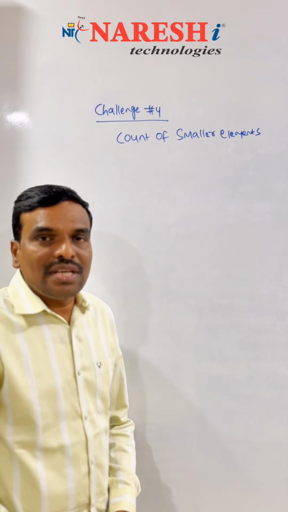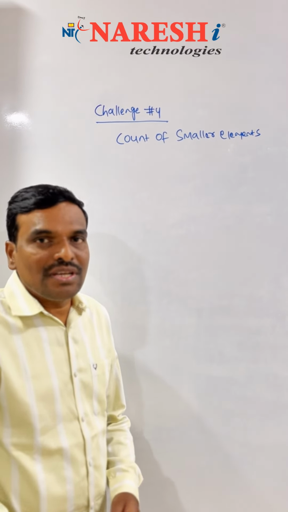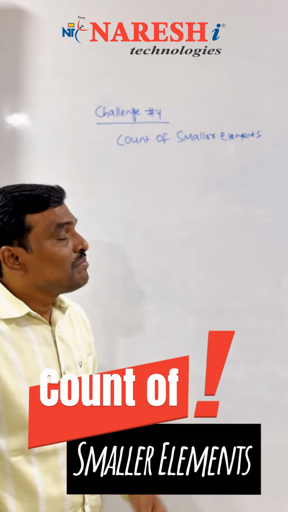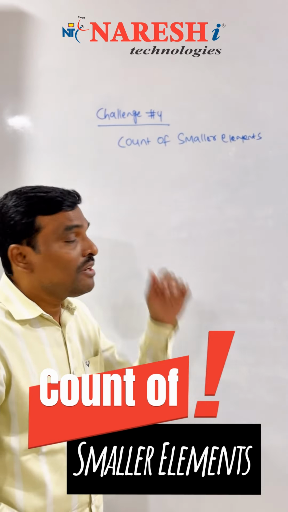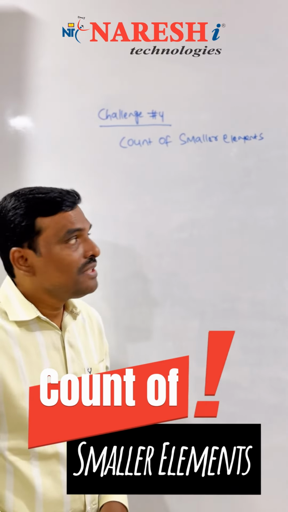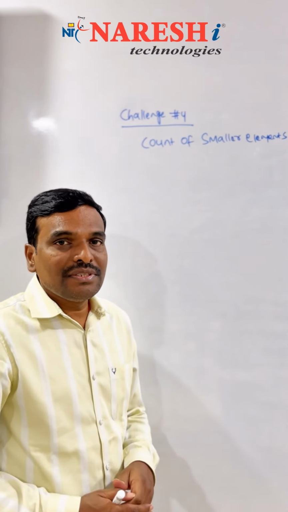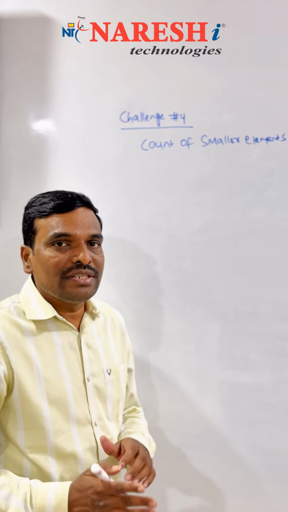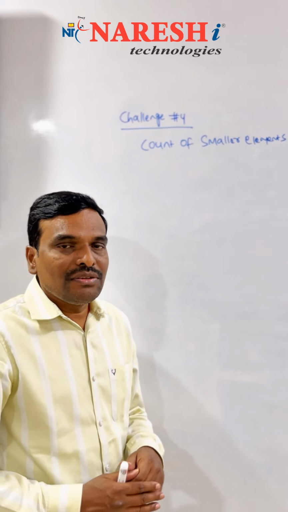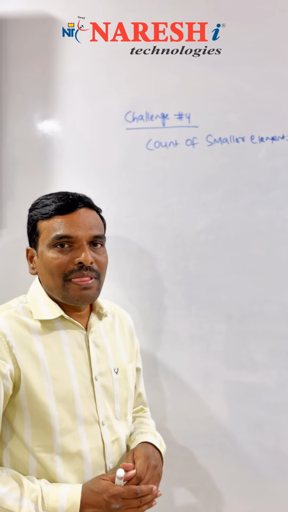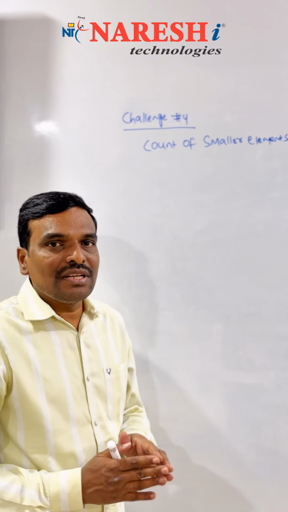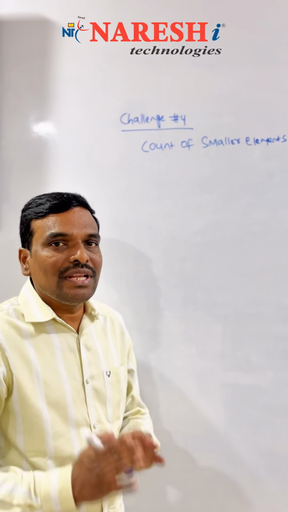So welcome to coding challenges. And again, today's challenge is count of smaller elements. Now this is one of the frequently asked questions. So assume that you are given one list with the size of n and the elements of this list are sorted in ascending order. Now you have to count the elements which are less than or equal to a given element.